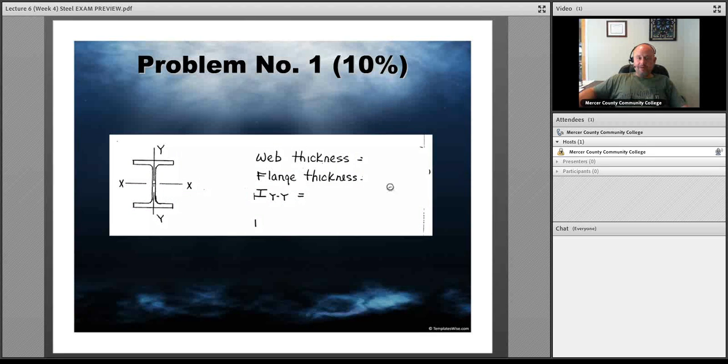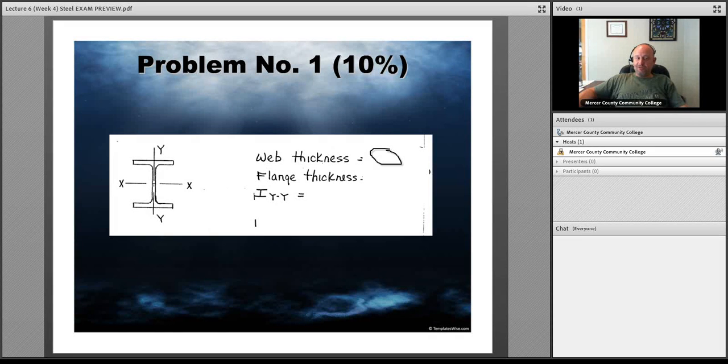So like I say, we're going to review for the exam. Problem number 1, which is 10% of the exam grade, is a bunch of geometry. It'll be something like this. We'll give you a shape and I'll ask, what's the web thickness? You'll have to look it up. The web thickness, you'll recall, is t sub w for thickness. T sub w is the web thickness.